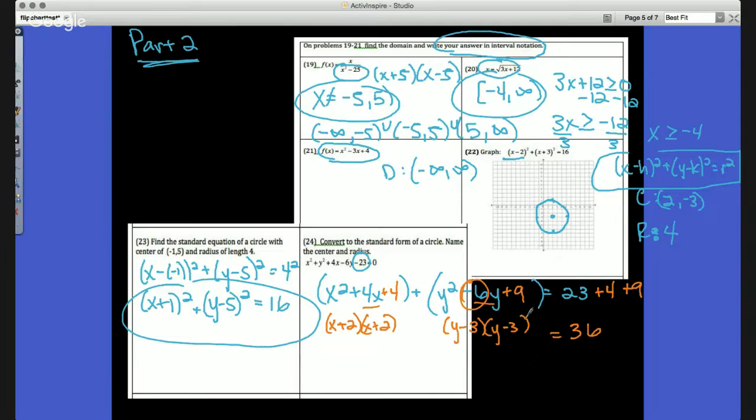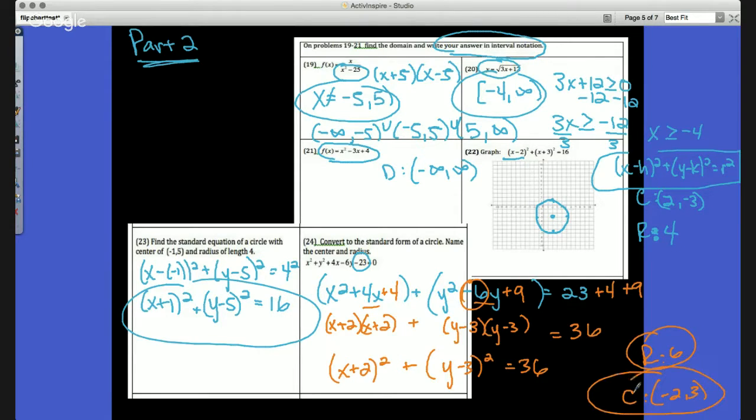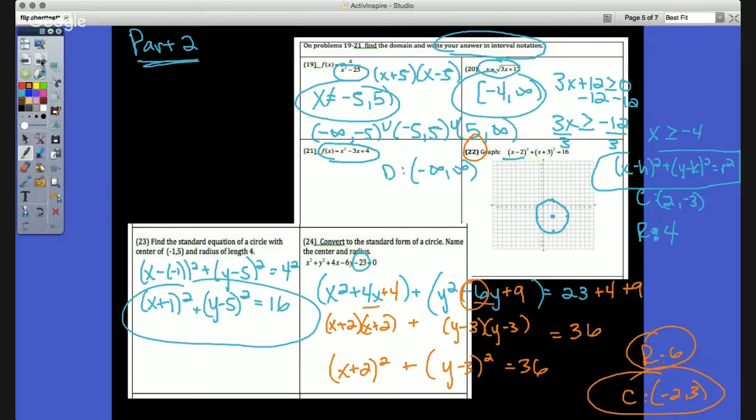Since they're perfect squares, we could come down here, and keep that plus in the middle, to get x plus 2 squared plus y minus 3 squared equals 36. My radius, remember, is whatever's on the outside square rooted. So radius is 6, and my center would be -2, 3. That right there is my center. And hopefully you know how to graph it based off of 22. If you need some help on that, we might need to look at that before Tuesday on part 2 there.